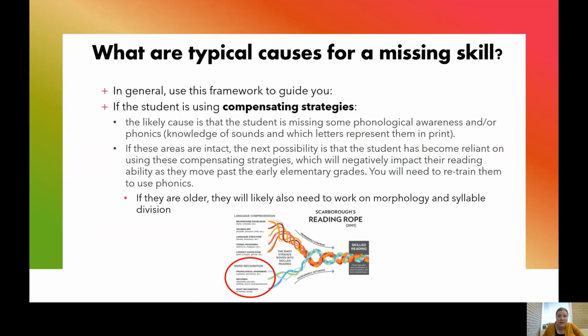If the student is using a lot of compensating strategies to read, the likely cause is the same as for decoding. They struggle to decode, so they compensate. Therefore, the missing skill is likely in the area of phonological awareness and/or phonics.